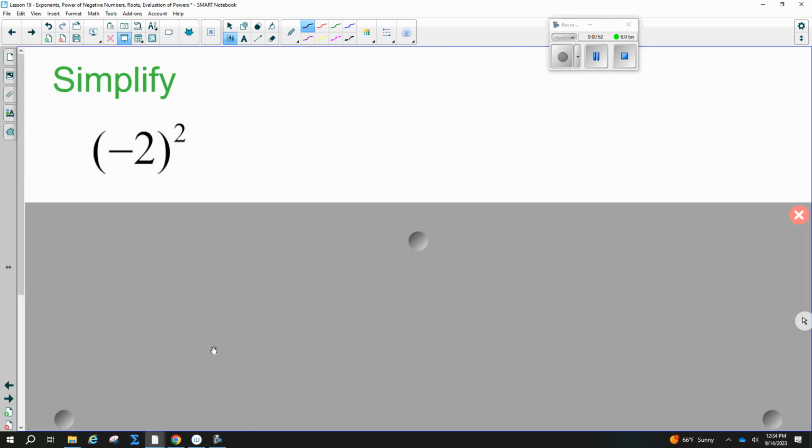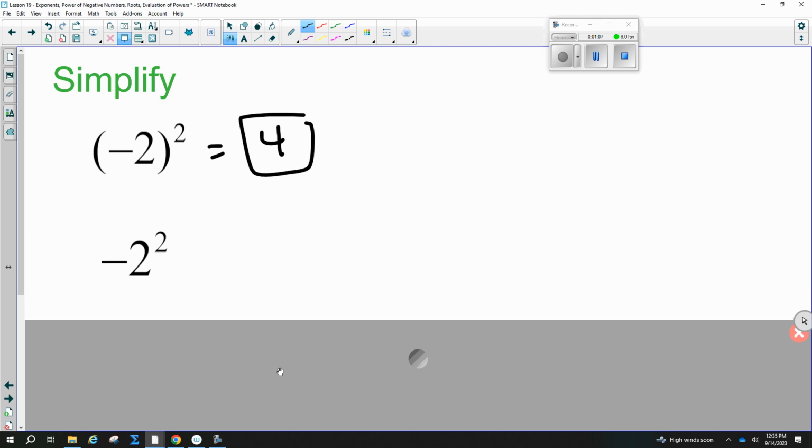So let's try (-2) squared. So the parentheses totally matter, okay? Be careful with the parentheses. This is actually -2 times -2, which is what? Good job. +4. All right, now different answer for this one. There are no parentheses, so the only thing that is getting squared is the 2. What's the answer to this one? Exactly. All right, so only square the 2, keep the negative in front.